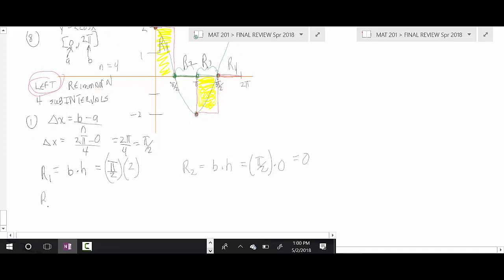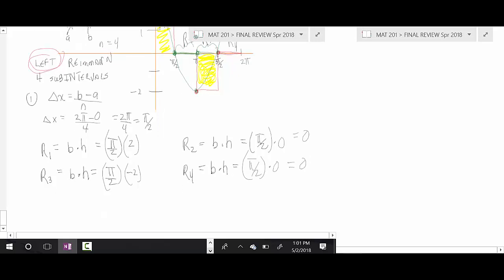And then region 3, this is where you have to be careful. When you do base times height, the base is pi over 2. What's the height? Negative 2. You have to be careful about that negative because you're going to have a region below the x-axis, so it's going to provide a negative. Then you go to R4. That's still base times height. So the base is pi over 2. The height is 0. So that's what you do to get your answer to the problem.